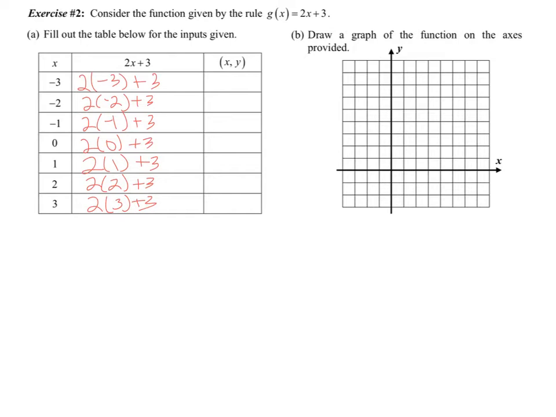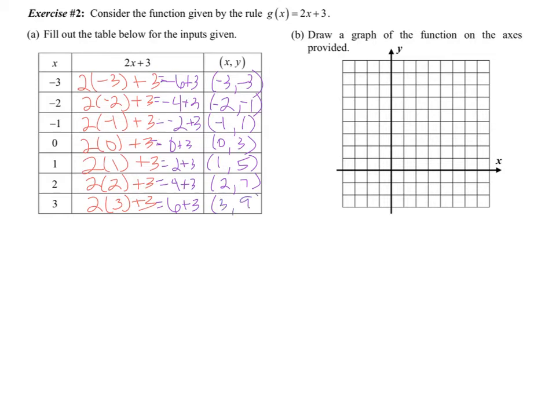So 2 times negative 3 is negative 6 plus 3, which will give us, when x is negative 3, y is also negative 3. Then I have negative 4 plus 3, so when x is negative 2, y is negative 1. And when x is negative 1, y is 1. 0 plus 3, so when x is 0, y is 3. 2 plus 3, so when x is 1, y is 5. 4 plus 3, so when x is 2, y is 7. 6 plus 3, so when x is 3, y is 9.